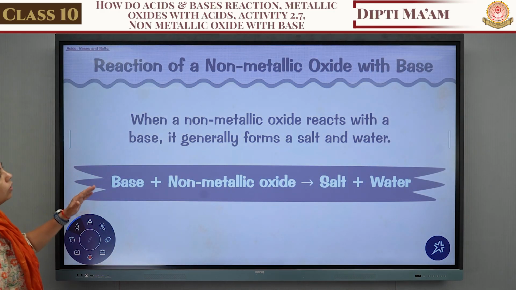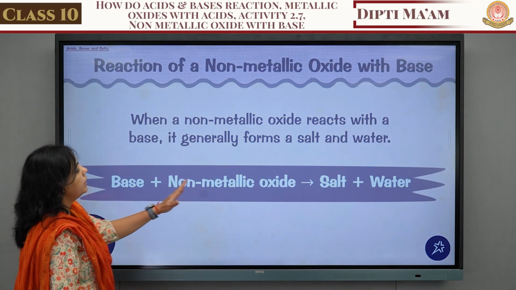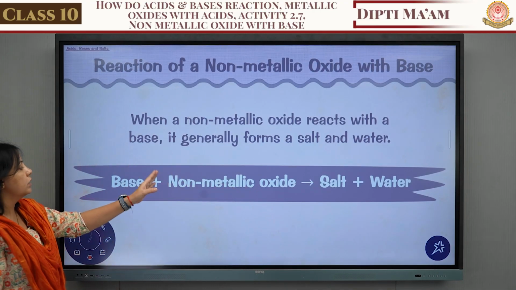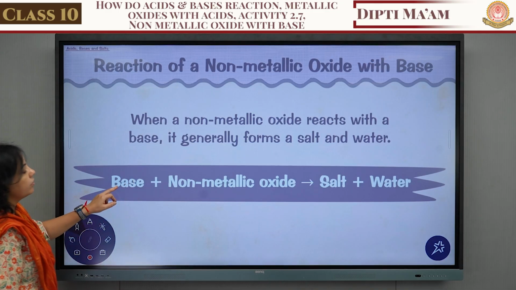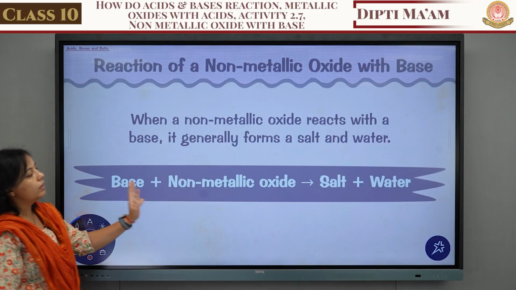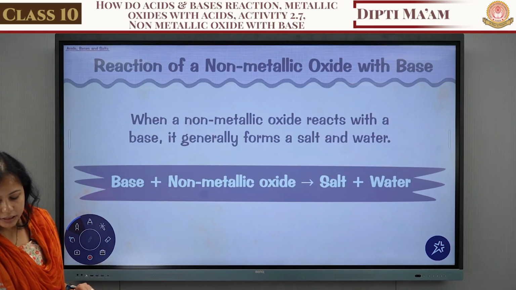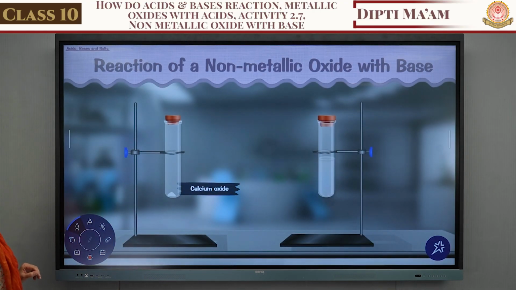What about the non-metallic oxide? Suppose any metal oxide reacts with the acid. So the non-metallic oxide reacts with the base. Then it will form the salt and water. So let's see the activity regarding this.